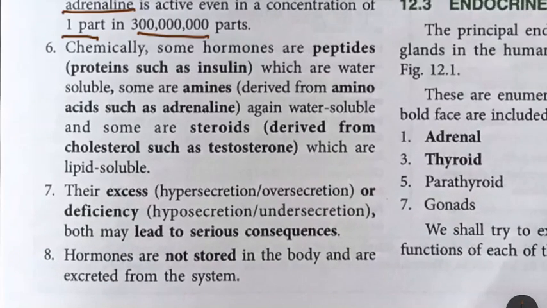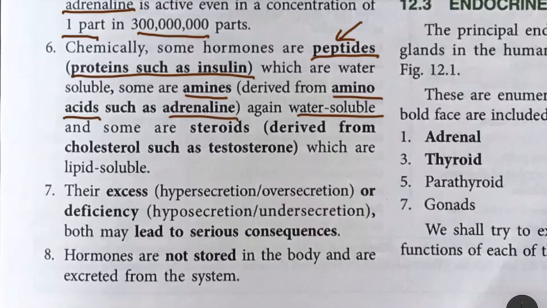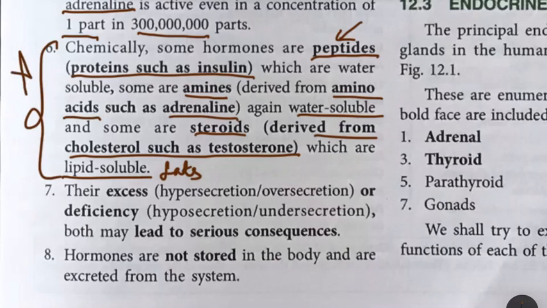Now, chemically, some hormones are peptides. Peptides come from proteins, when proteins break down. An example is insulin, which is water soluble. These peptides dissolve in water. Some are amines derived from amino acids, such as adrenaline. Again, this is also water soluble. And some are steroids, which are derived from cholesterol, such as testosterone, which are lipid soluble. Lipid soluble means they dissolve in fats. Okay, children, this one you can mark as important.